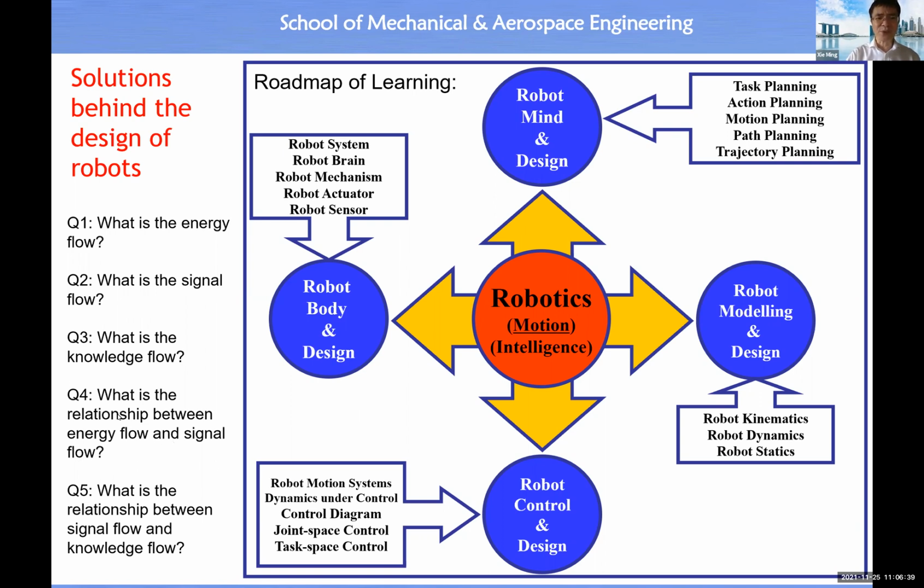The answer to question number 4 will be taught to you in module 3, because module 3 basically answers this question: what is the relationship between energy flow and signal flow? For question number 5, you need to know what is the relationship between signal flow and knowledge flow. Actually, module 1 has already taught you the answer to question number 5.